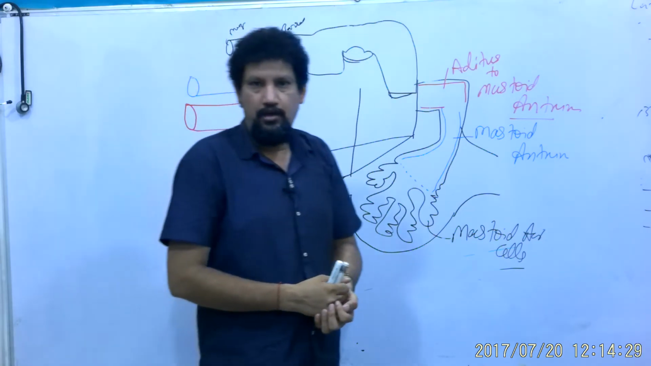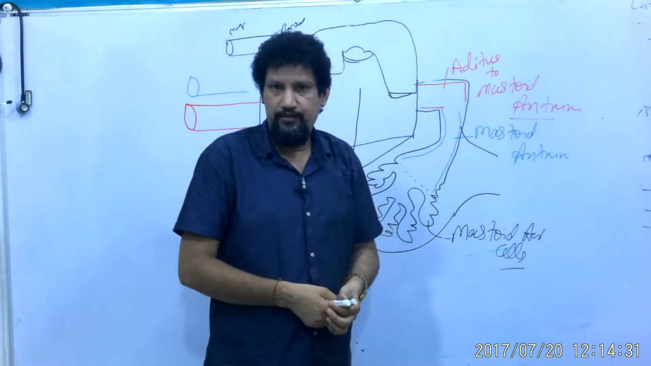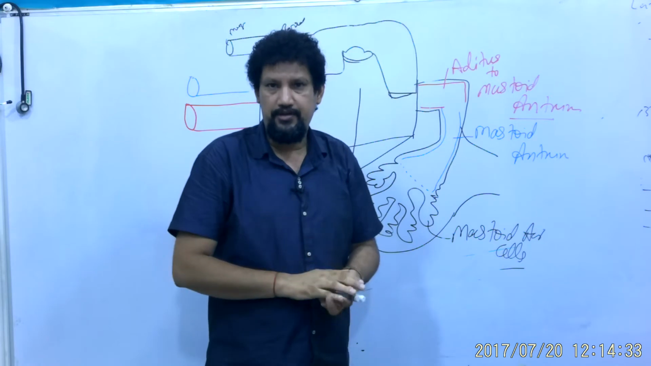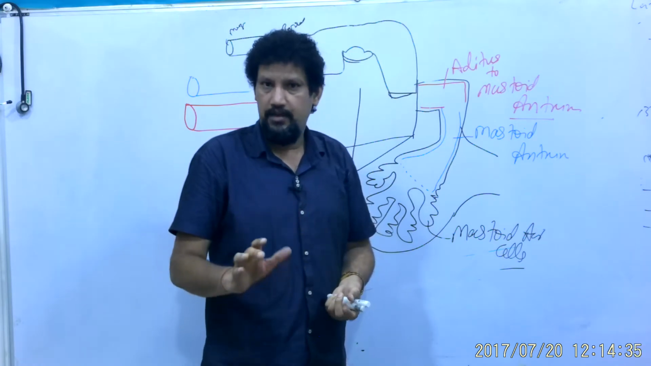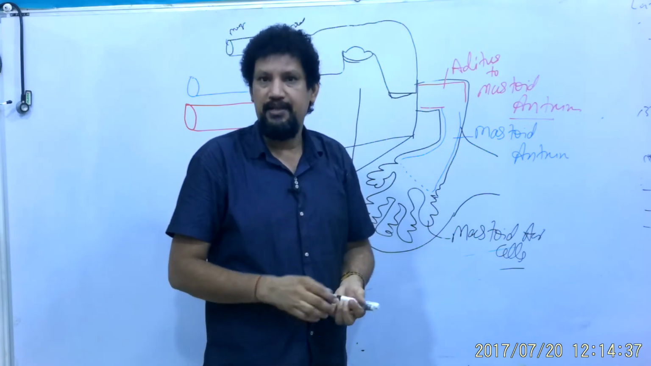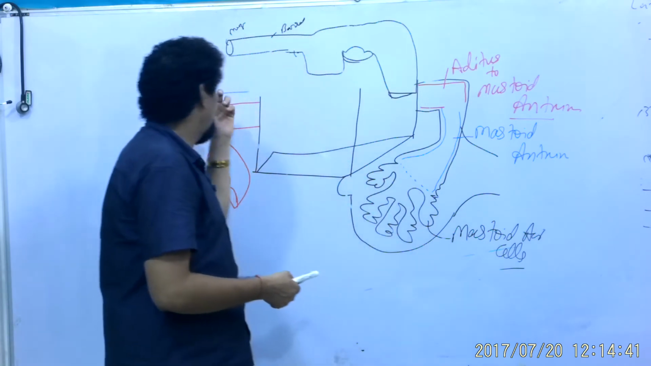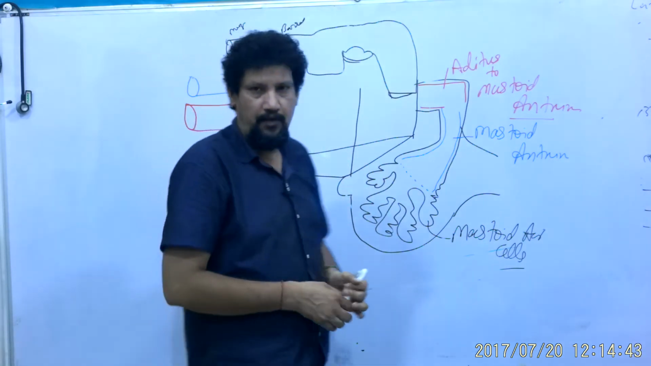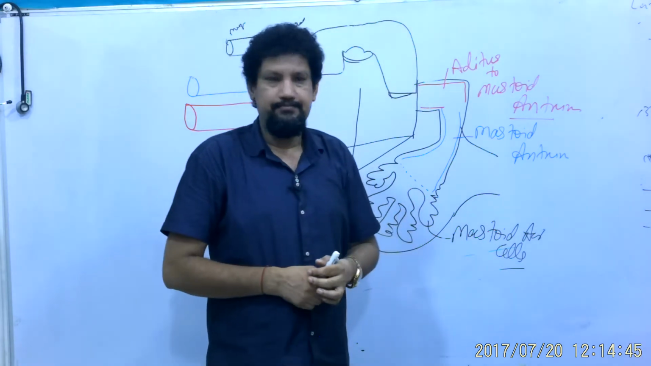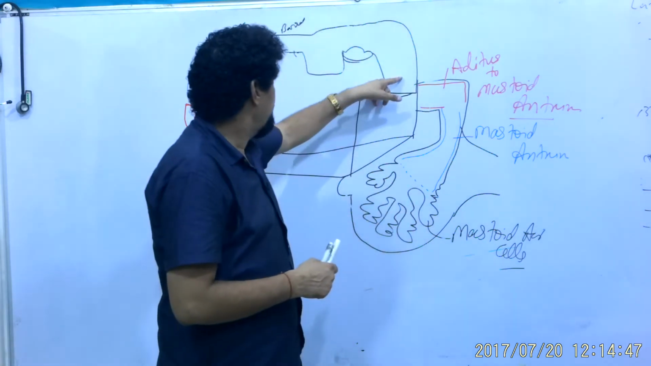So all in all, the anatomical position of these three parts, the mastoid antrum and air cells, the epitympanum, the tympanic cavity proper, and the eustachian tube, are forming a pistol-like structure.